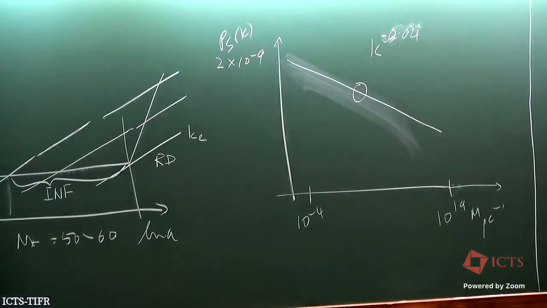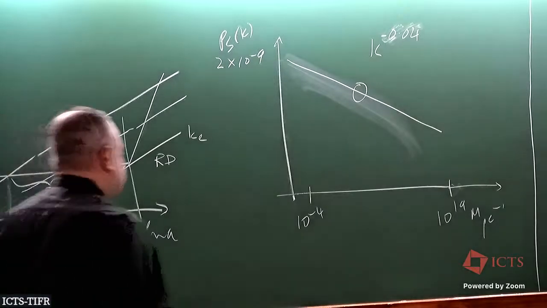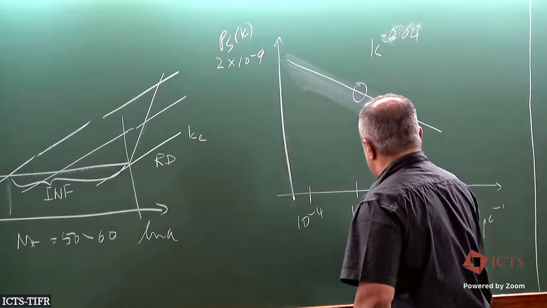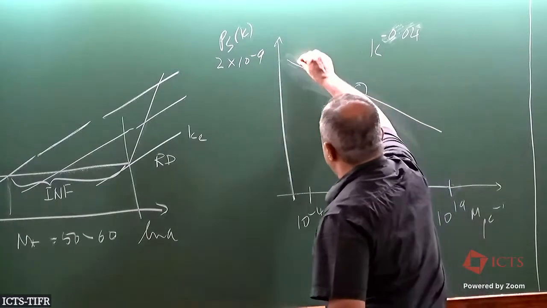That's what this is, okay? From the largest scale to scales that leave the Hubble radius at the end of inflation. Now, we have the constraints from the CMB only over large scales, or scales from 10^-4 to something like 1 megaparsec inverse. Okay, this is what the CMB constrains.